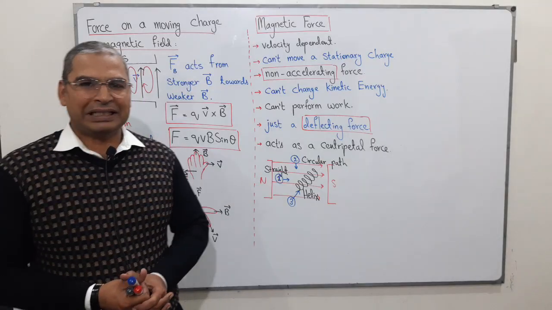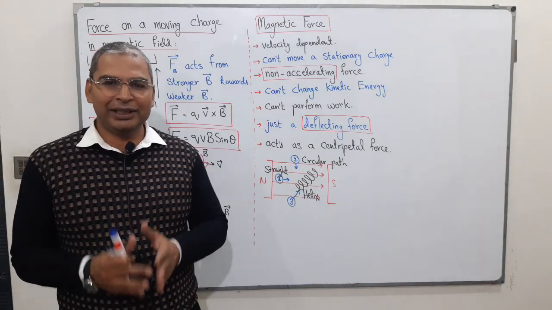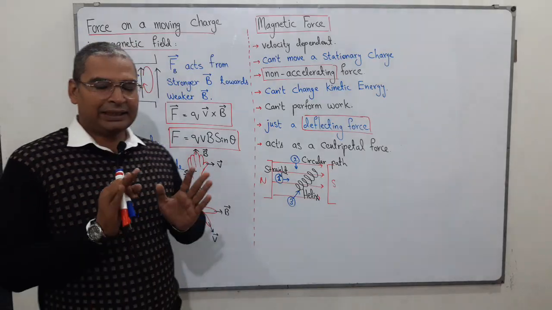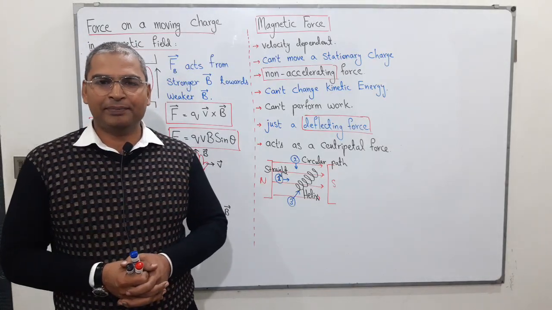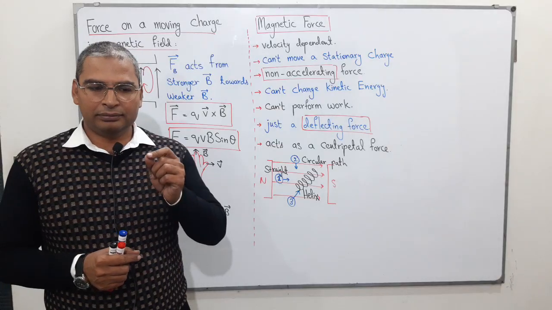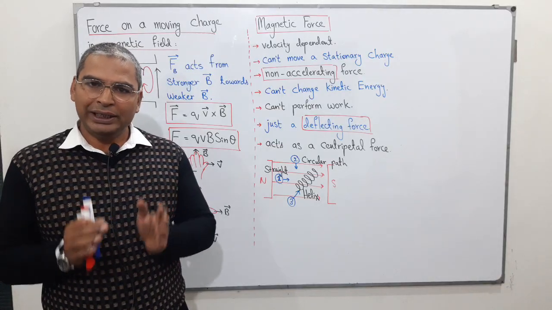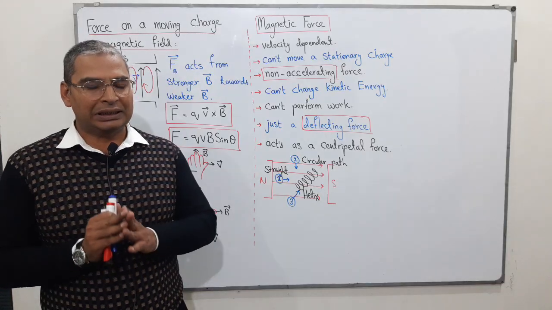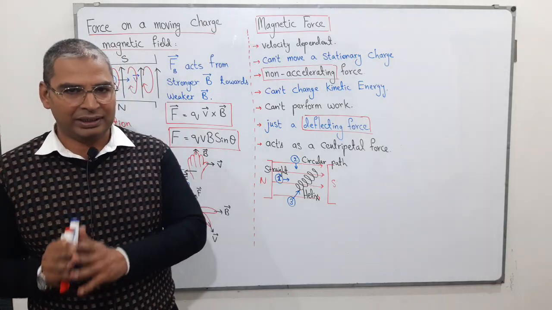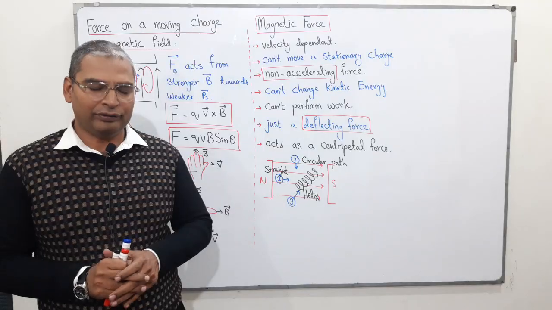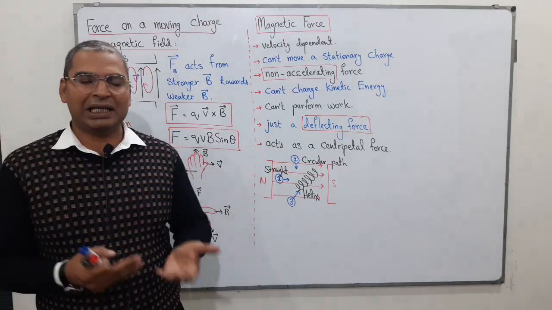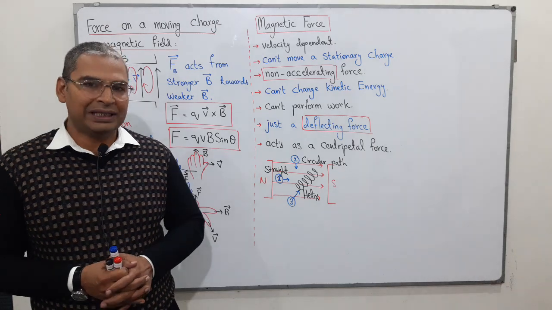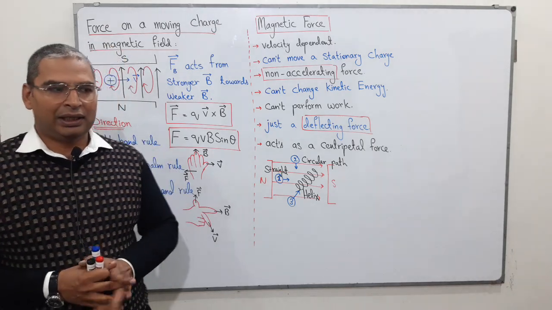Today we are going to discuss force on a moving charge in a magnetic field. First, try to understand one thing: magnetic force only acts on a moving charge. Magnetic force does not act on a stationary charge. Electric force can act on a moving charge as well as a stationary charge. We will discuss why this is so also.